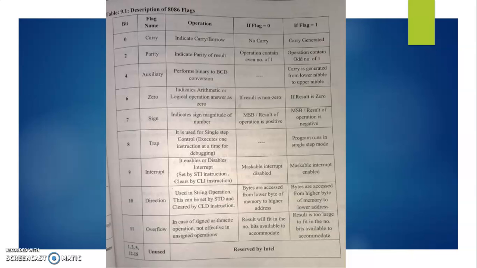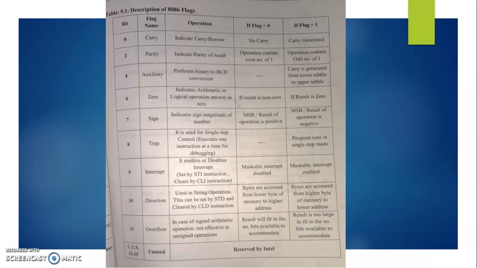Next is the interrupt flag. It enables or disables interrupts; it is set by the STI instruction and cleared by the CLI instruction. If the interrupt is maskable and disabled, the flag is 0, and if enabled, it is 1. Next is the direction flag, used in string operations. It is set by the STD and cleared by the CLD instruction. If the flag is 0, bytes are accessed from lower byte to higher byte, higher address, and if the flag is 1, from higher byte to lower byte.